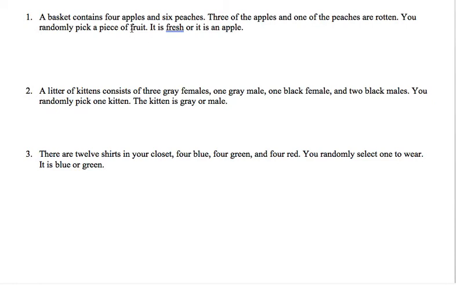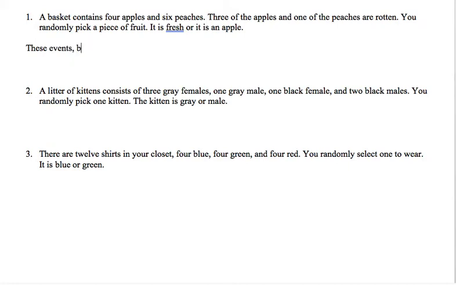It says you pick one piece of fruit, and it is, suggesting the probability that it's fresh or that it's an apple. What if we want to look at that compound circumstance? So ask yourself, are the events fresh and being an apple overlapping or not? In other words, are there some apples that are also fresh? Well, they said 3 of the apples are rotten, so that leaves 1 that's fresh, so I think there's one outcome in common here.